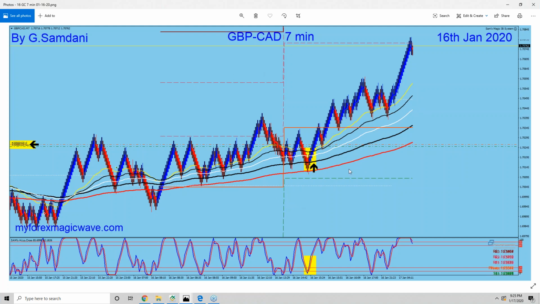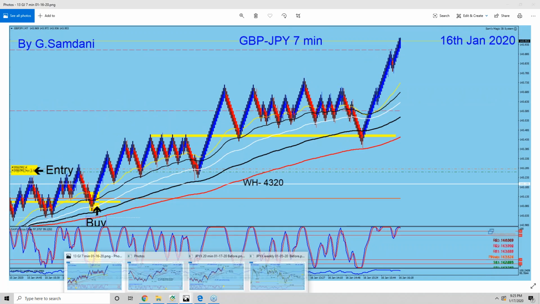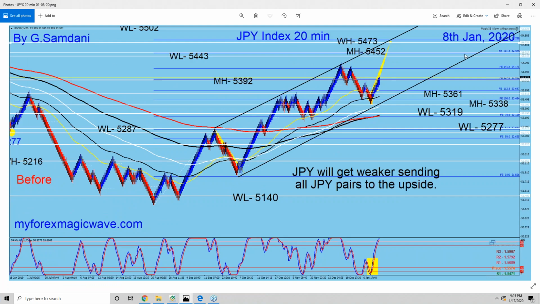Now all the yen pairs I was taking long, right? So what was the reason? The reason was, let me show you this chart. This is the chart I made on the 8th of January, right? And it says that this is the way we're going to be going. This is wave 1, 2, 3, 4, and then wave 5. We will go up here into this area, and then what will happen?